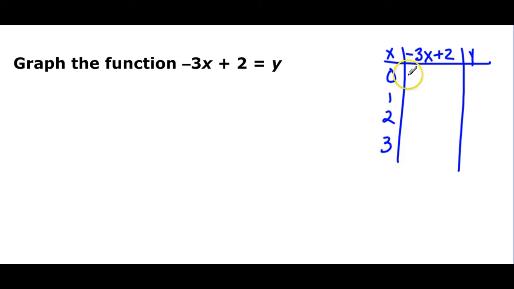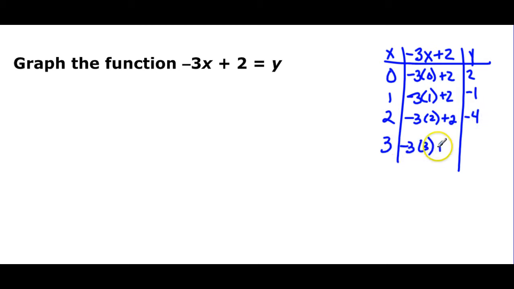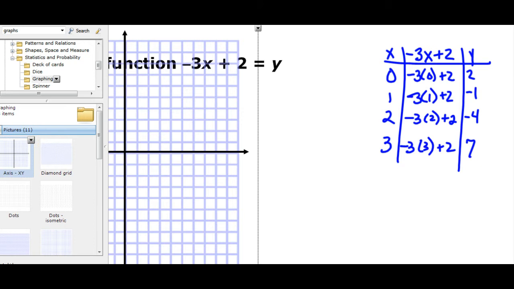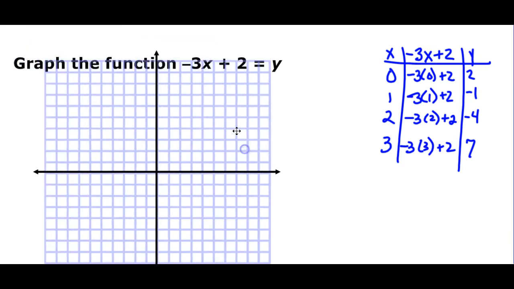So let's find out. -3 times 0 is 0 plus 2 is 2. -3 times 1 is -3 plus 2 is -1. -3 times 2 is -6 plus 2, which is -4. And -3 times 3 is -9 plus 2, which is -7. And those are pretty reasonable and easy to graph.